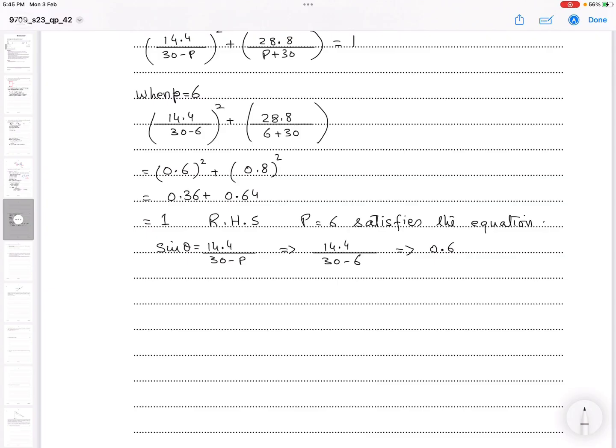So can I write sine theta is equal to 0.6, and from here theta is equal to sine inverse of 0.6, which is 36.9 degrees. And this is your answer for this part.